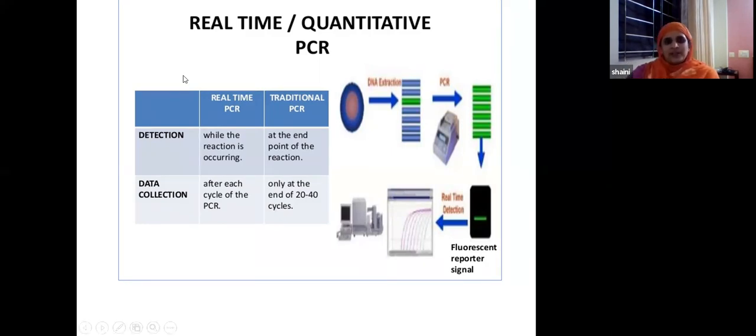So here, detection is in real time. While the reaction is occurring, after every cycle, data is collected and we can know whether a positive signal is present or not. Whereas in a traditional PCR, it is usually at the end, and only after the entire PCR of 20 to 40 cycles has run can we know whether it is positive or not.